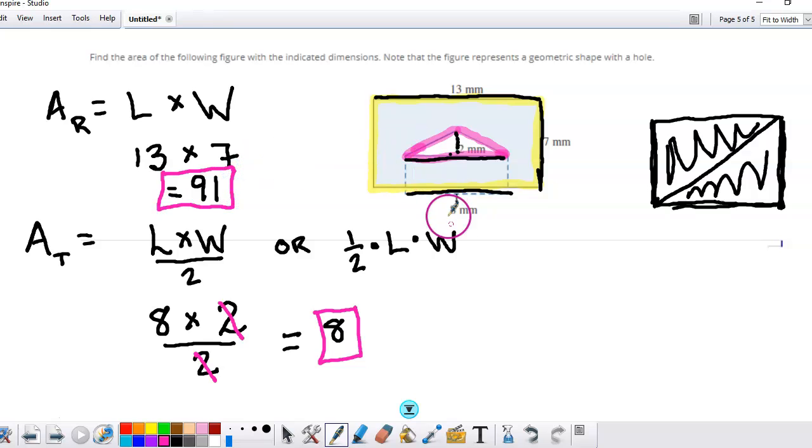And recall earlier, we talked about the fact that this is a rectangle with a hole in it, and the hole is a triangle shape. So it's a rectangle that somebody cut out a triangle from. Cutting out is subtraction. So we simply take 91 and subtract 8.